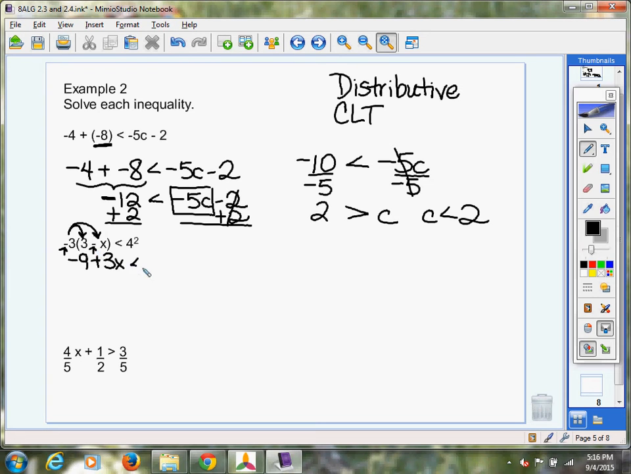So I'm going to drop down the less than. This is really interesting. You have 4 squared. Basically, they're just asking you, what's 4 times 4?